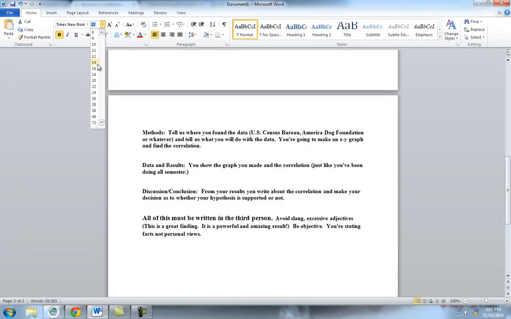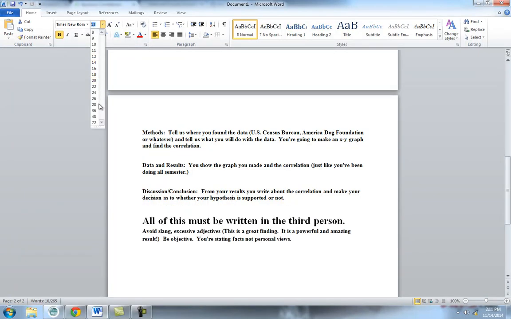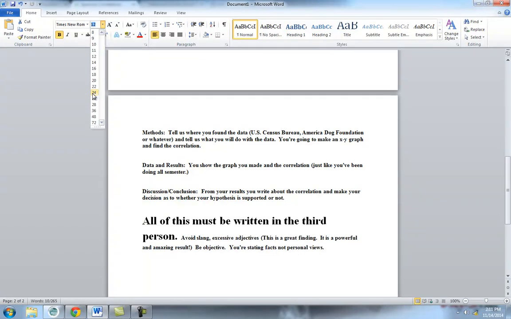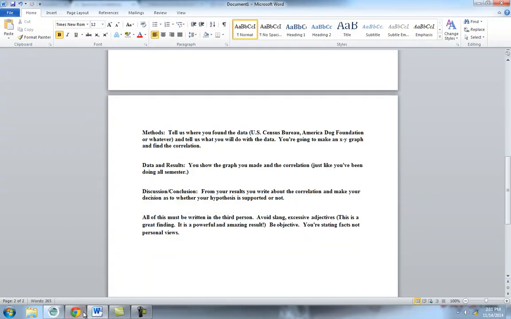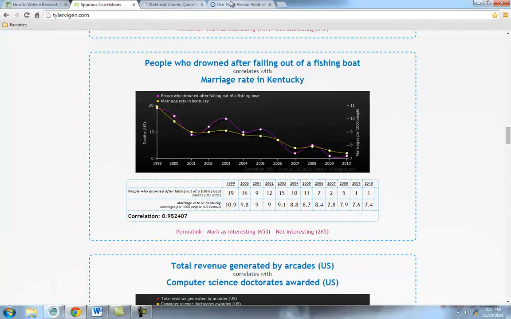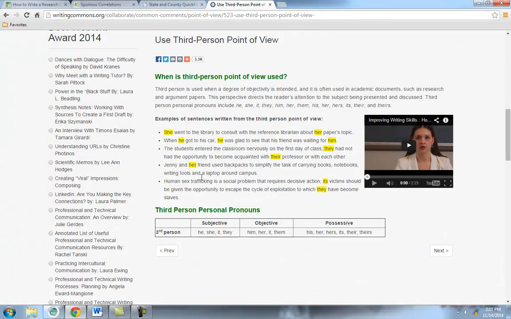Okay? I'm going to make this bigger. All of this written in the third person. Must be written in the third person. What does that mean? Okay, third person means that you write using this language here. Examples of sentences. She went to the library. You do not write, I went to the U.S. Census Bureau. I did a survey. I did this. We did that. No, it's talking about you and the third person.